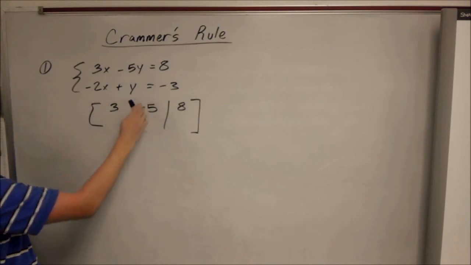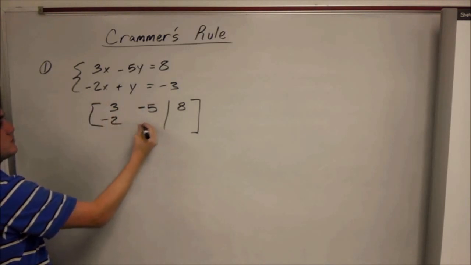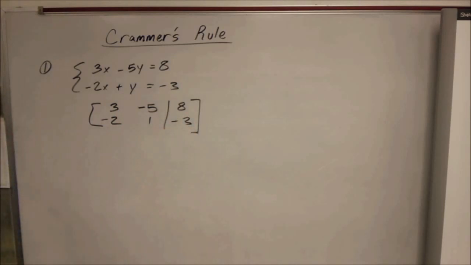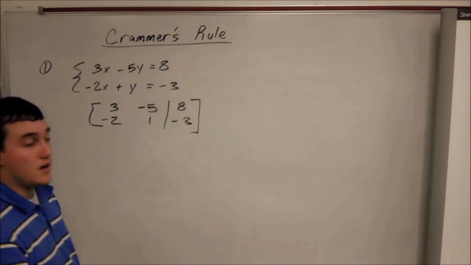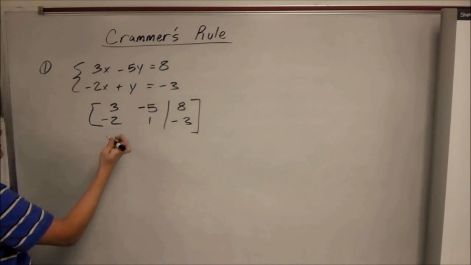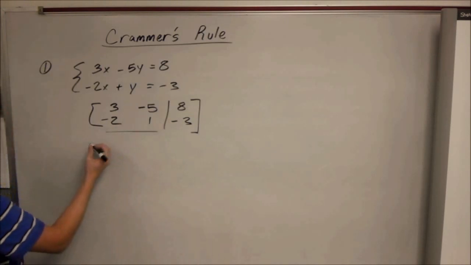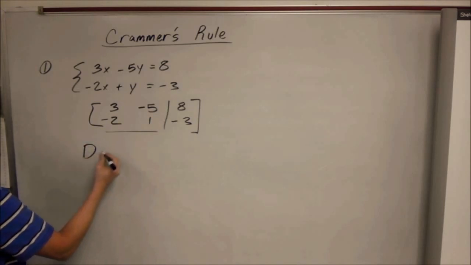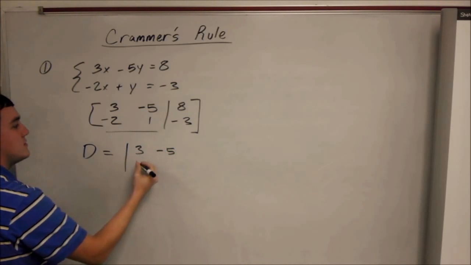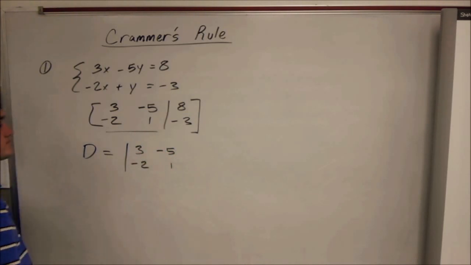So our second row should look like negative 2, 1, because there's nothing in front of the y, and negative 3. Cramer's rule uses the determinants of 3 or 4 different matrices to solve for x and y. The first thing you do is find the determinant of this original matrix. So we have D equals the determinant of 3, negative 5, negative 2, 1.